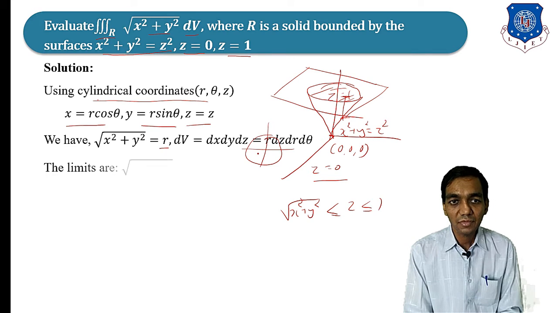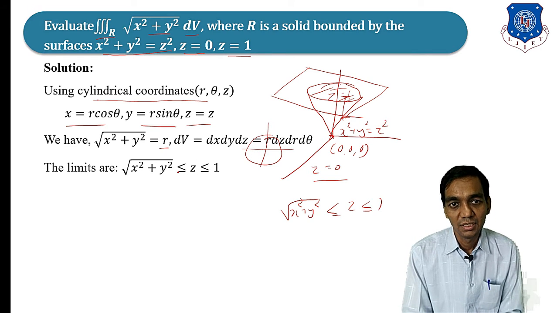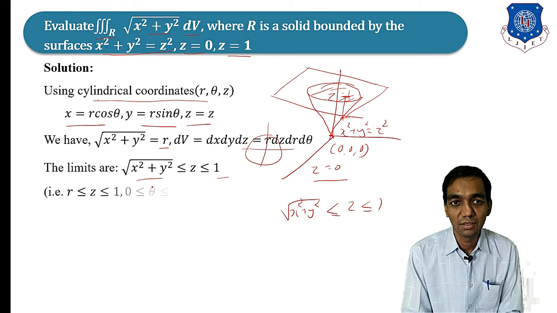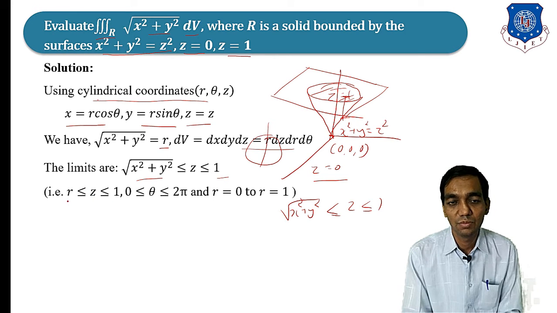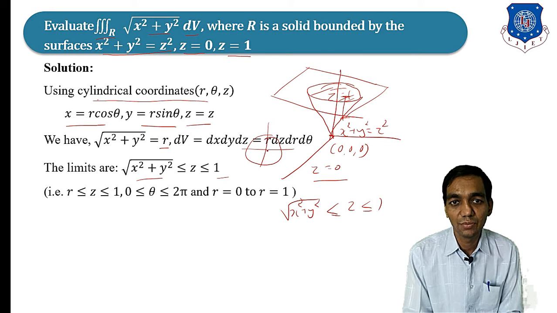Now if you put the limits, z has a limit from under root of x square plus y square to 1, but under root of x square plus y square is r. So z varies from r to 1. Now you have a whole circle, so the limit of r will be from 0 to the circle. Here this circle is x square plus y square is equal to 1 because you have cut it with the z is equal to 1 plane.